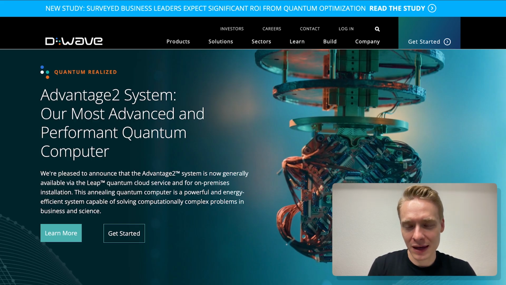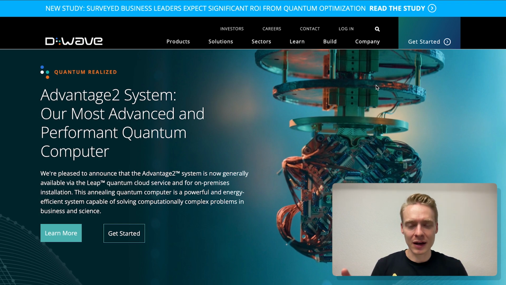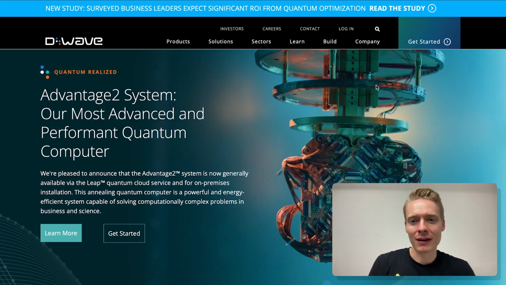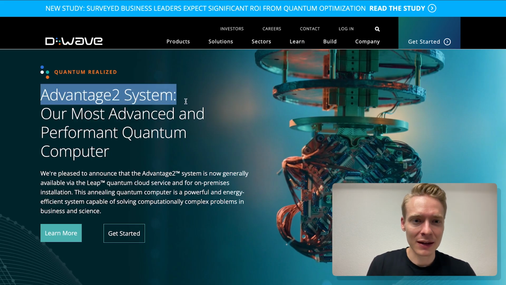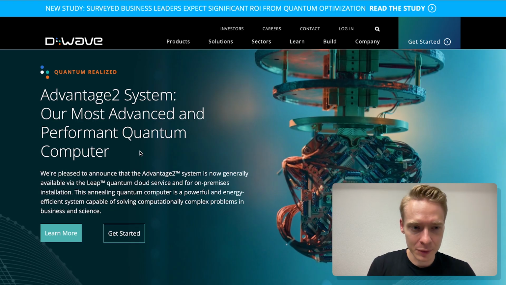Then we see a lot of cables evolving around this with these connectors up here. And then you see that it is connected to a type of chandelier-like structure that we've seen before. That's because it goes into a super low temperature setup, like a dilution refrigeration cryostat. Now let's see what it says next to it. We see here Advantage2 system, our most advanced and performant quantum computer.